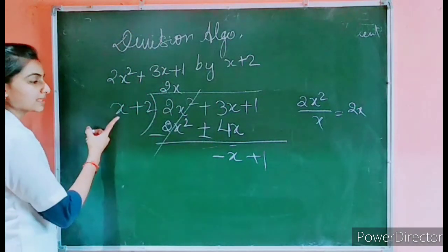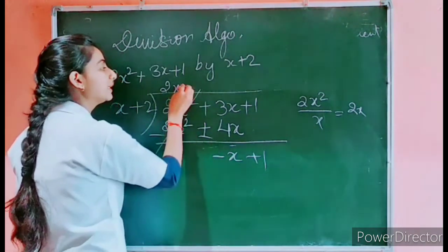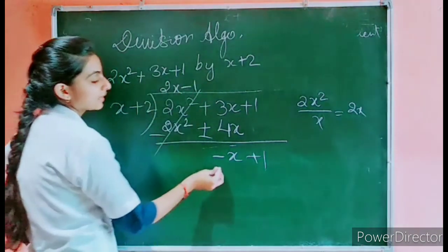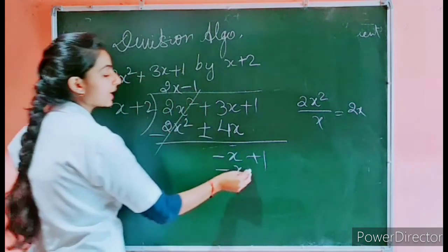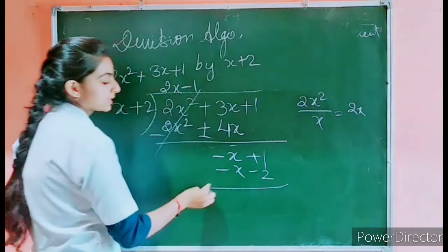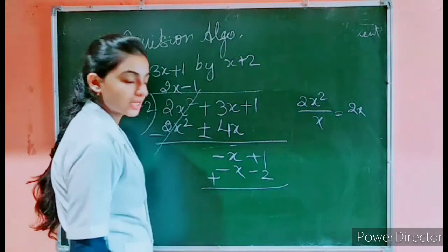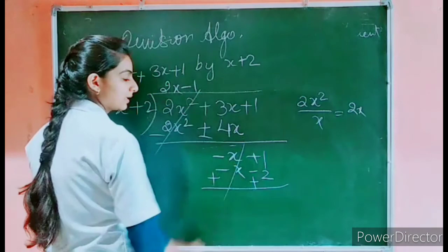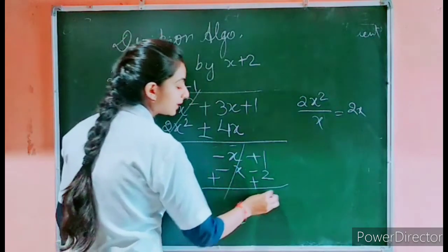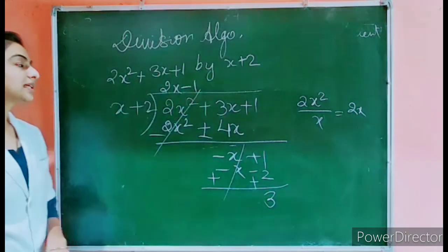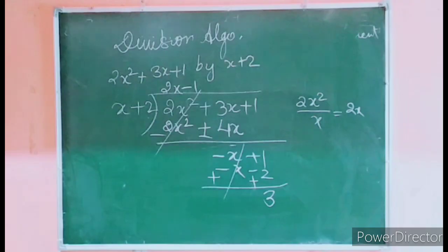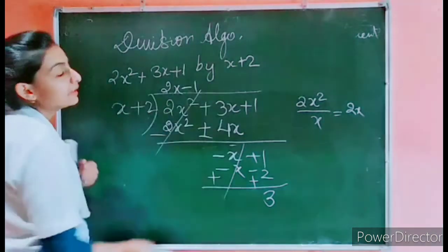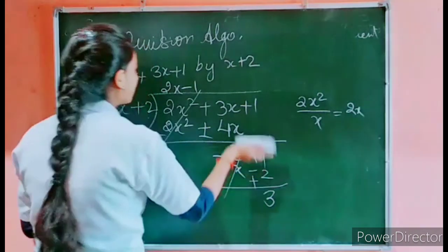Here we have plus x, here we have minus x. So we will multiply minus 1, we get minus x. Now minus 1 into 2, we get minus 2. Subtracting, the sign will be changed. This will cancel. We got a remainder 3. This is our quotient, this is our dividend, this is our divisor. This is our division algorithm for the given number of values.